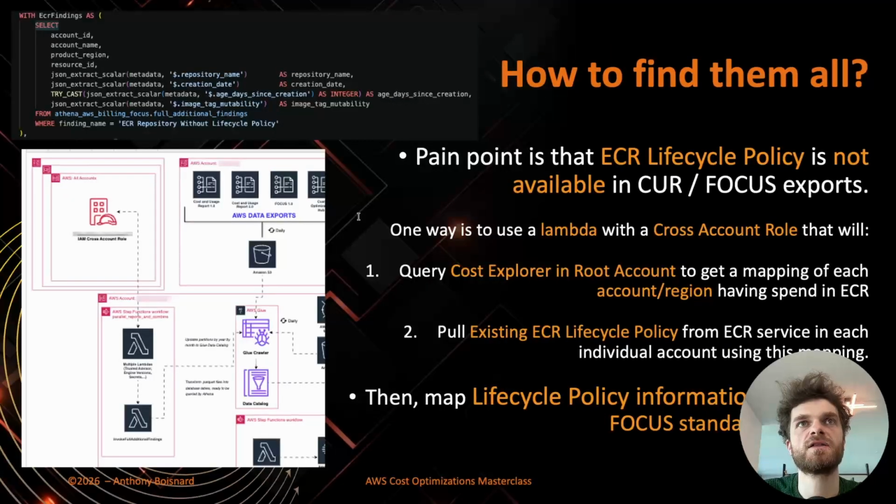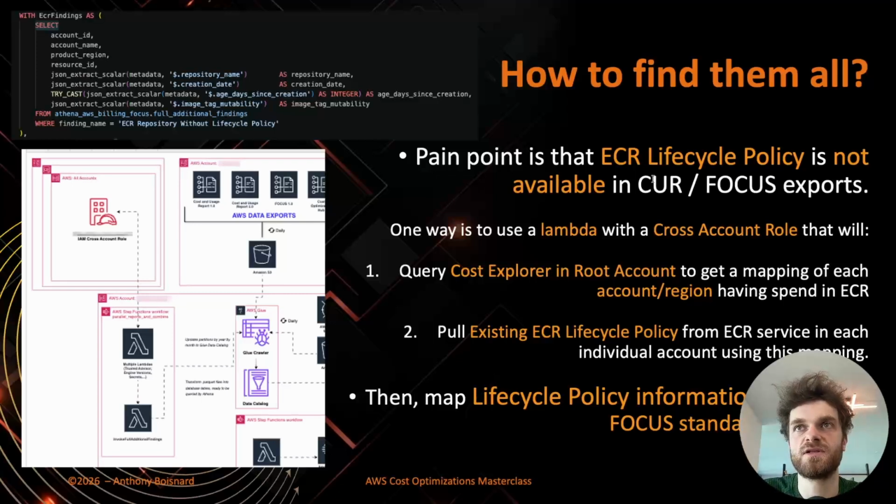So now, how can you find the list of all ECR repositories without any lifecycle policy in your entire AWS organization? So the pain point is that ECR lifecycle policy is not available in CUR or in FOCUS exports.